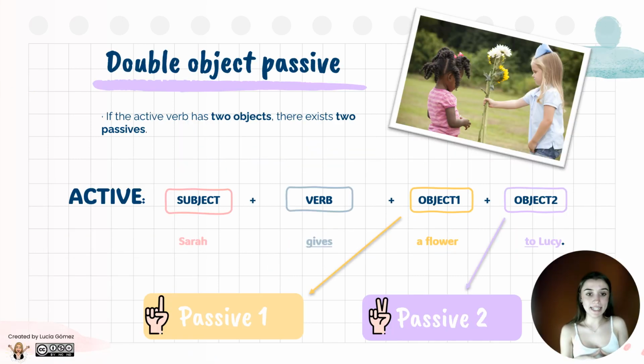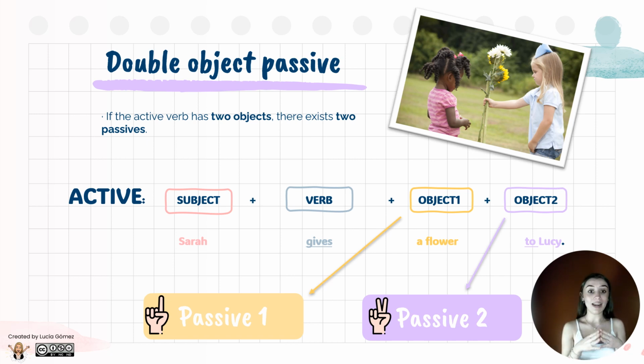Let me start by saying that the double object passive appears when there is a verb in its active form that requires or has two different objects. When I talk about objects in English, like direct object and indirect object, these objects stand for los complementos directo e indirecto en español, ¿vale? En inglés se llaman objetos y en español son complementos, ¿vale? Recordad que el directo es ese qué y el indirecto sería el quién.